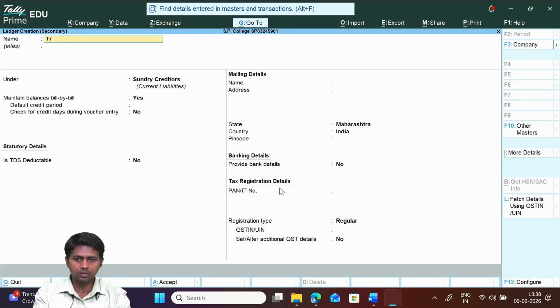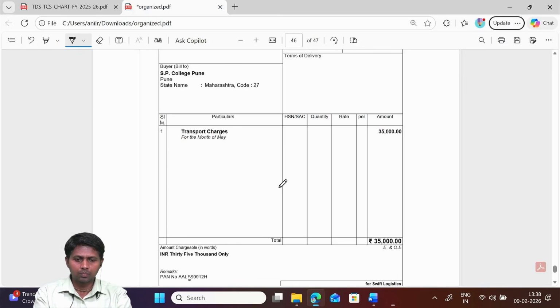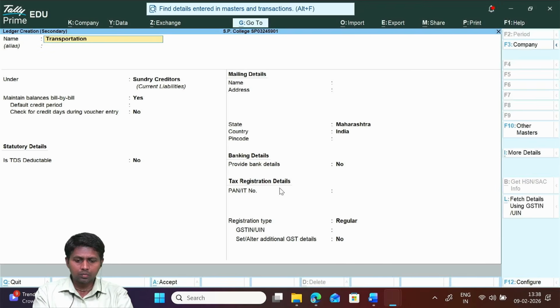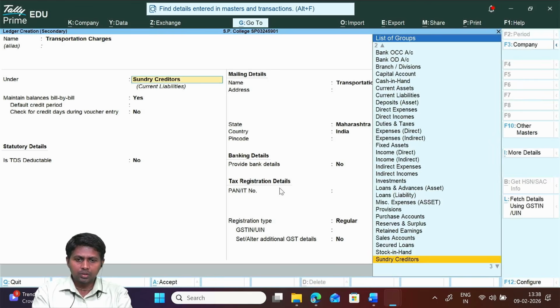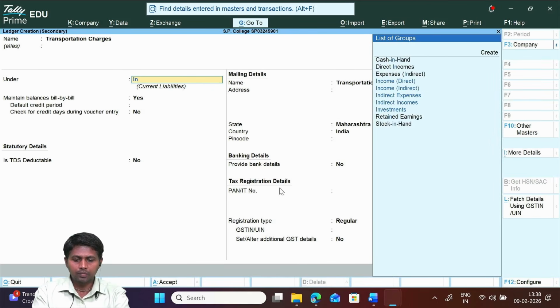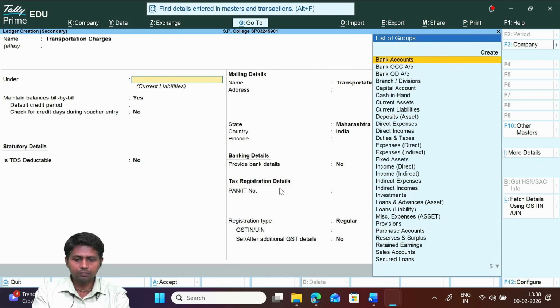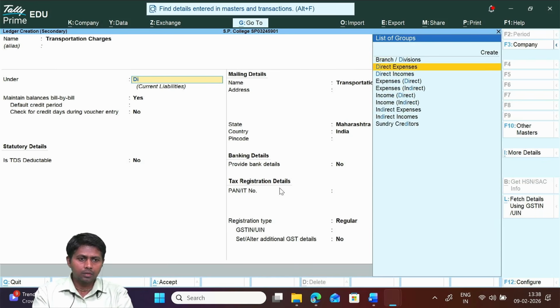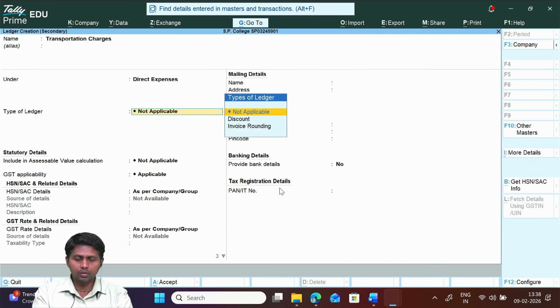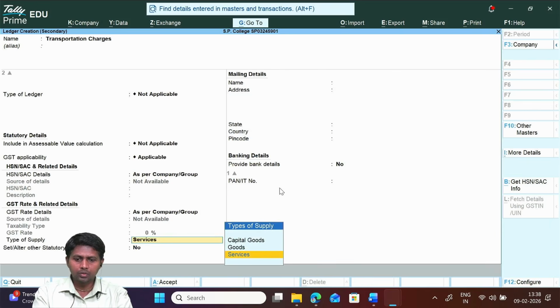Transport, transportation. This is a standard regular head. It comes under direct expenses. Direct expenses on raw material transportation. No GST, skip. Say yes. And then here, is TDS applicable?